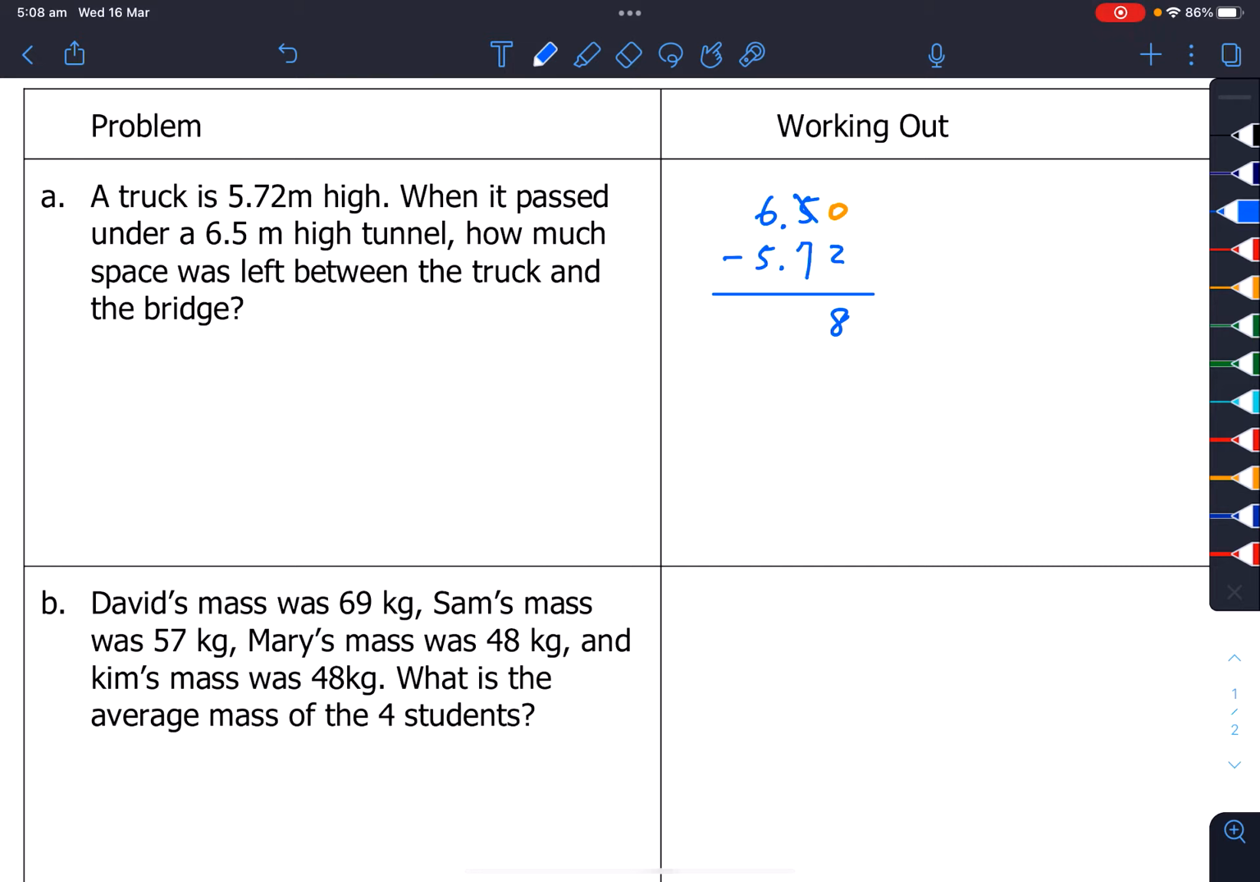We borrow 1 from 5. Borrow again, become 14. 14 minus 7 is 7. So decimal 5 minus 5, 0. So the answer will be 0.78 meter left.